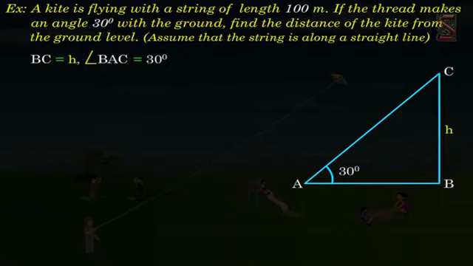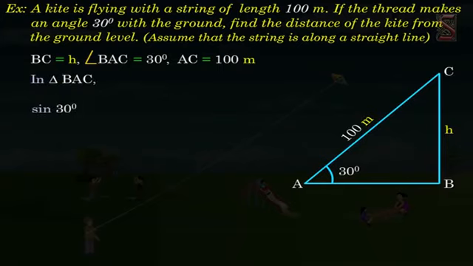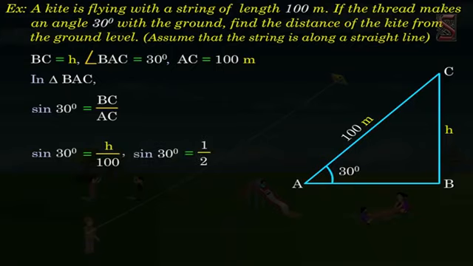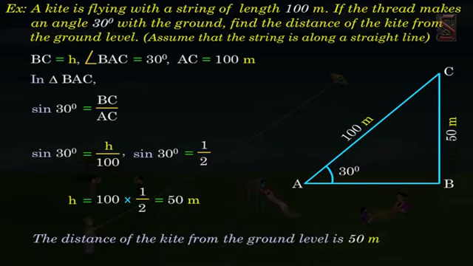Given angle BAC as 30 degrees and length of the string AC is equal to 100 meters, in triangle BAC we have sin 30 degrees is equal to BC by AC. Here BC is equal to h. So sin 30 degrees is equal to h by 100. But sin 30 is 1 by 2. So h is equal to 100 into 1 by 2, which is 50 meters. Hence the distance of the kite from the ground level is 50 meters.